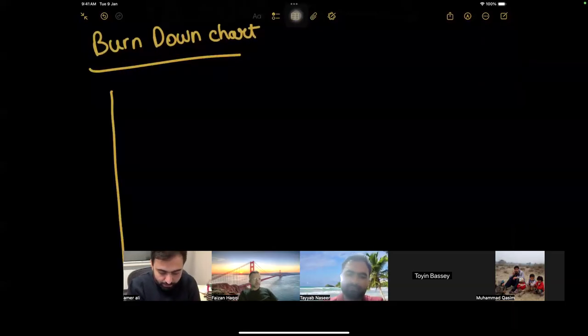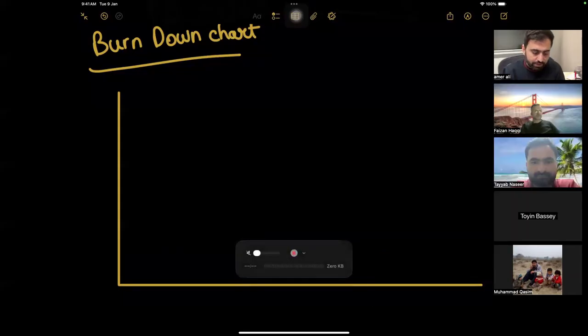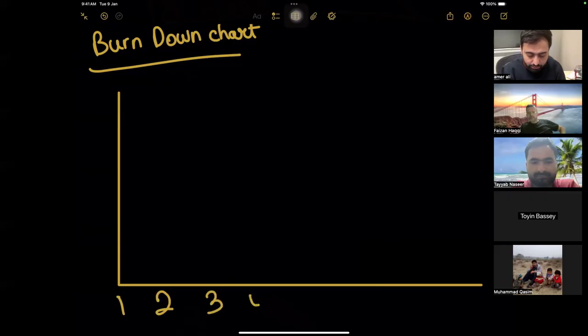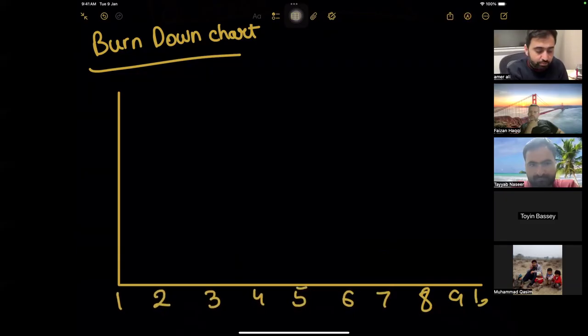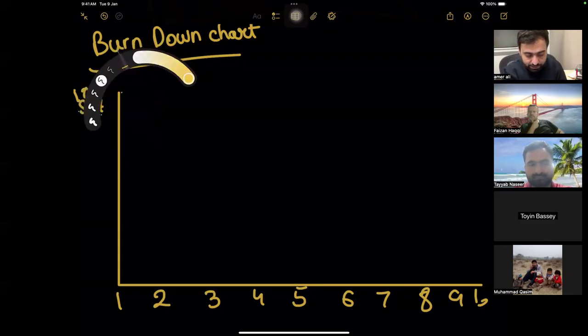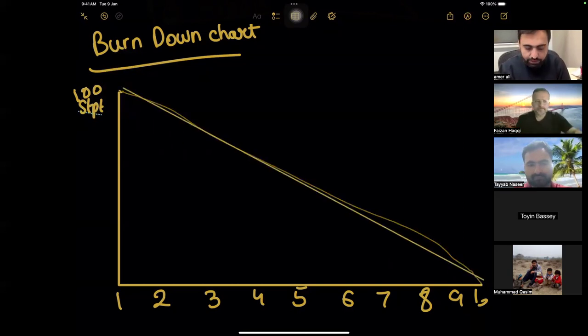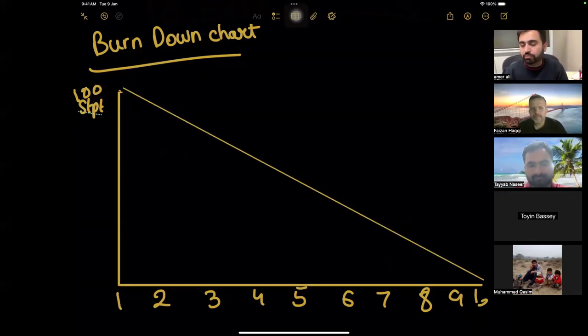Let's say on the x-axis I am putting days. A sprint is normally 10 days, so 2 weeks. 1, 2, 3, 4, 5, 6, 7, 8, 9, 10. And on the y-axis I'm putting 100 story points. Now, an ideal burn down chart will say that on the 10th day you are able to complete the entire work. That is the ideal burn down chart.